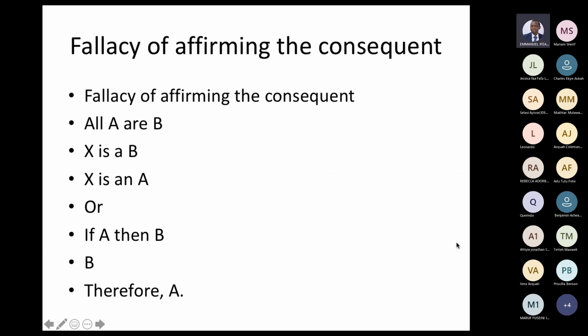Now let's look at the fallacy of affirming a consequent. All A are B. X is a B, therefore X is an A. So this is an argument that affirms the consequent, and we are told it's an invalid argument.